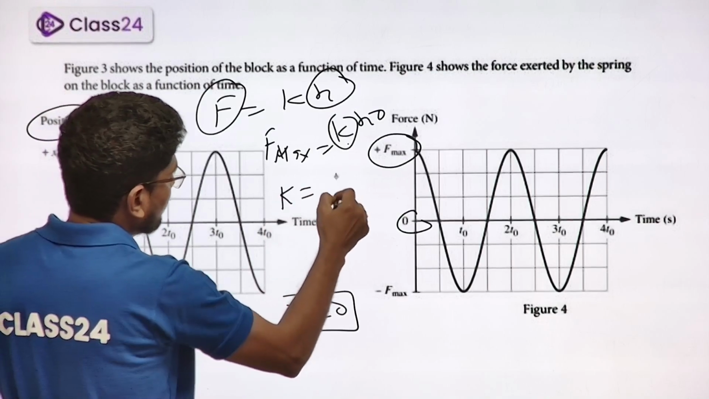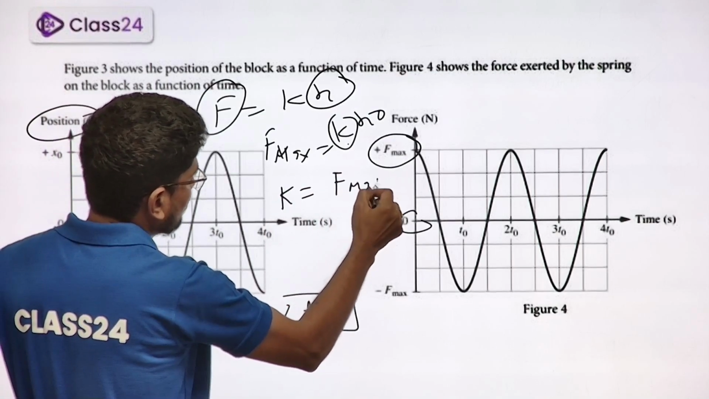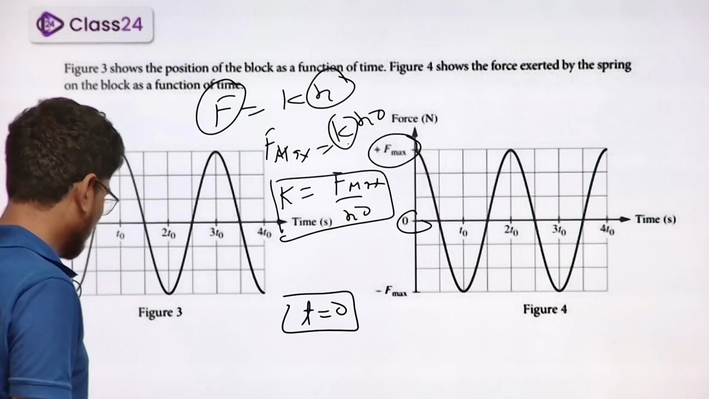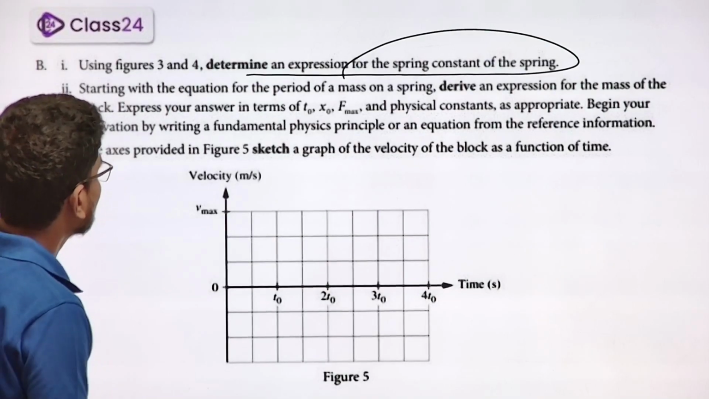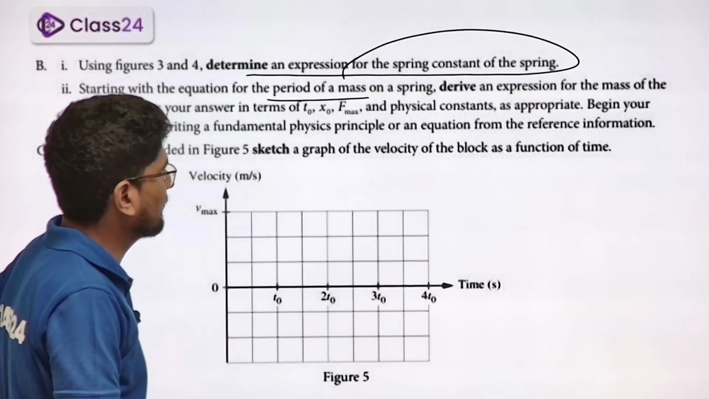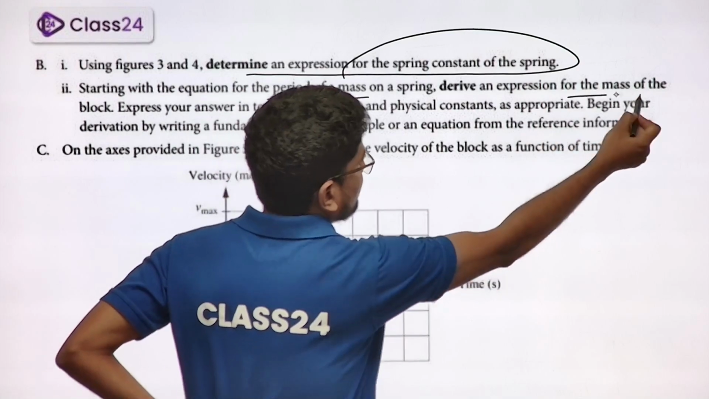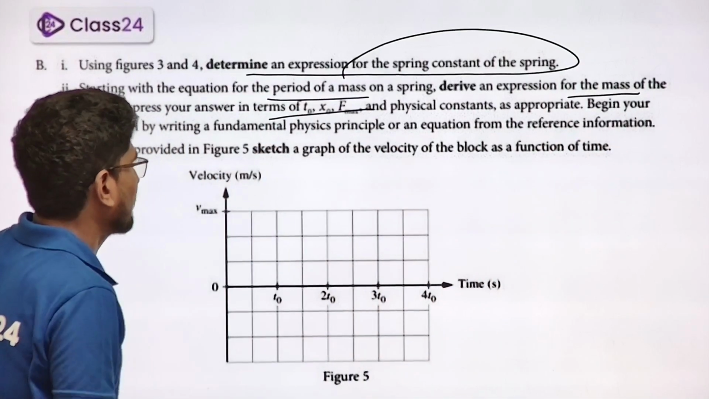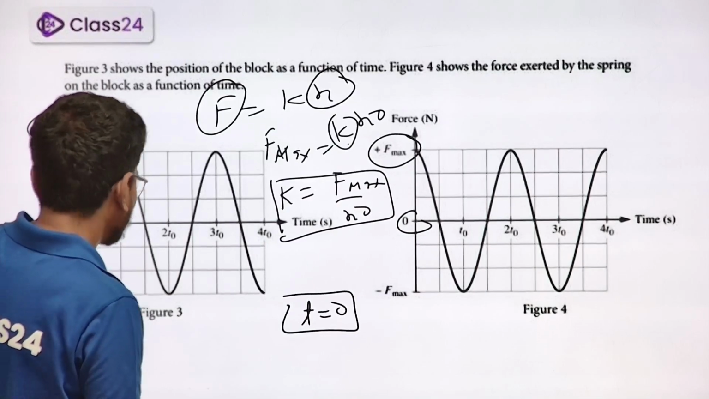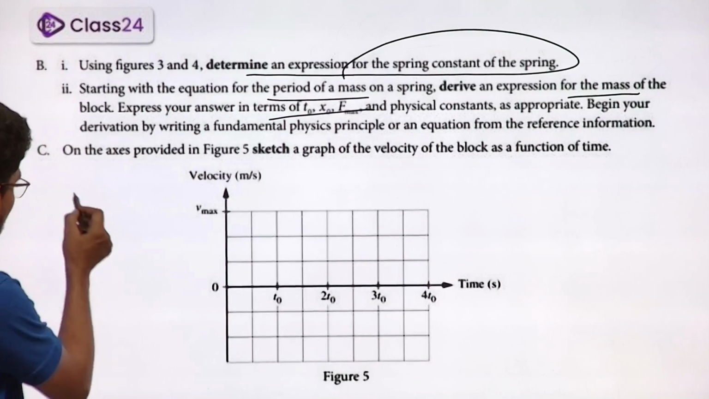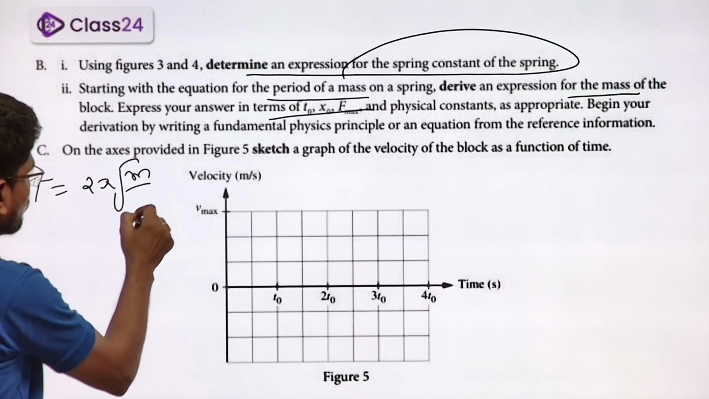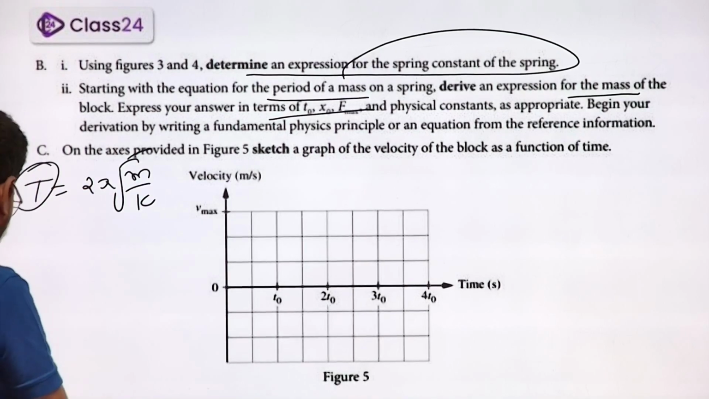So k comes out F max upon x naught. So this is the answer of this part. Now move further. Now they ask for the time period of the particle, and also to express the mass of the particle in terms of T naught, x naught and F. So it is also easy work, because we know that the time period can be written as 2 pi root m by k. So first we have to understand what the time period is in this graph.